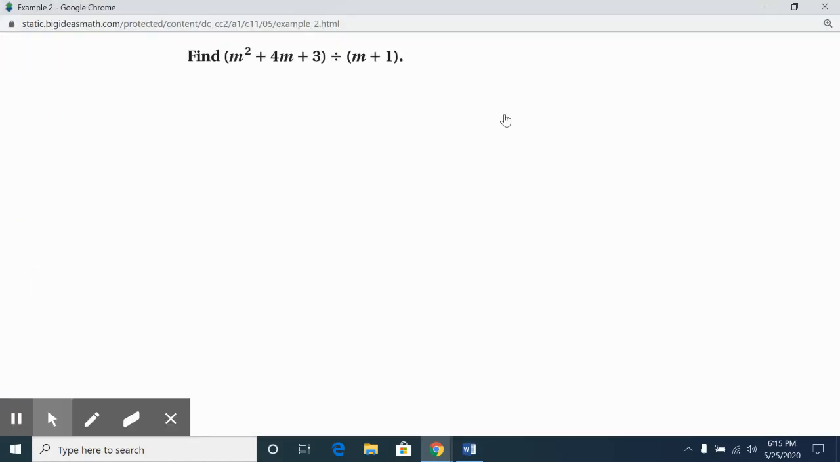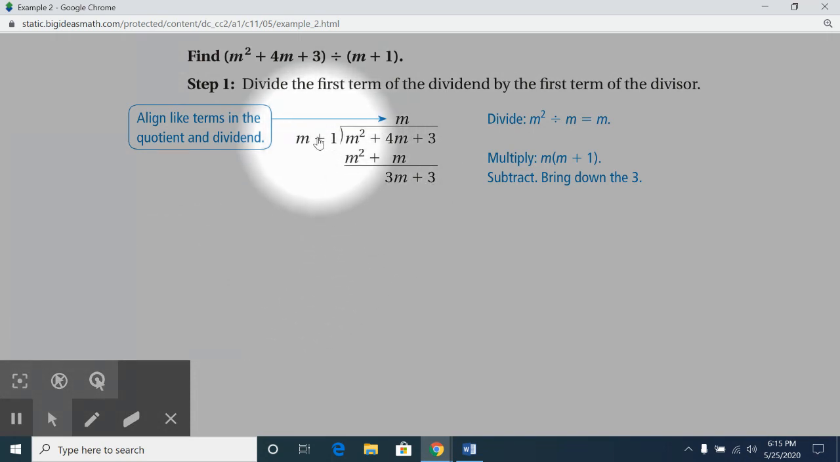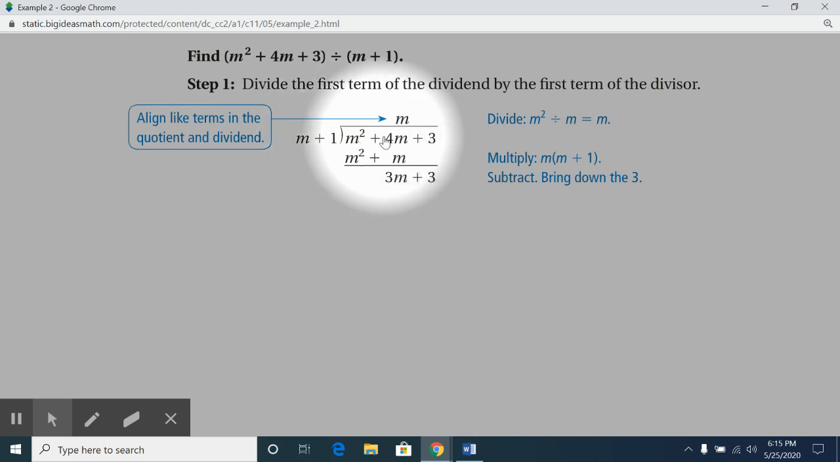So example 2. I'm going to walk you through what the book does first, and I'll show my work in the next one. We're taking this trinomial and dividing by this binomial. What we're going to do is set it up like long division, and then follow the steps. So m plus 1 is what we're dividing by. Remember, that's the divisor that goes on the outside. And m squared plus 4m plus 3, that's what we are dividing. We're dividing m squared plus 4m plus 3 by m plus 1.